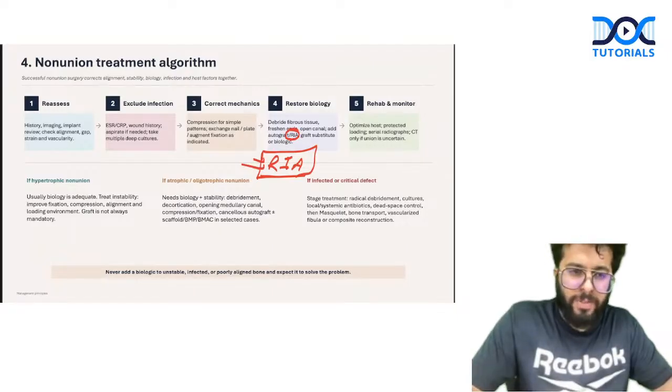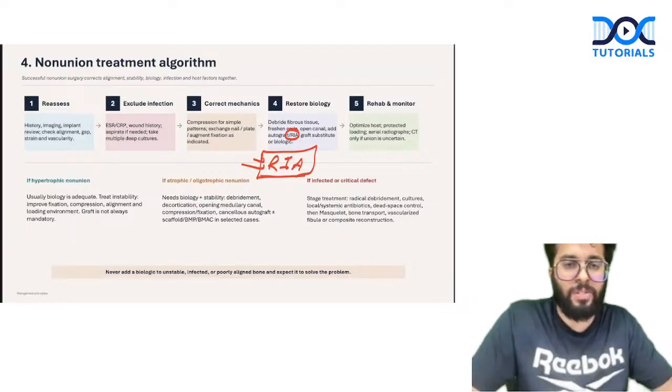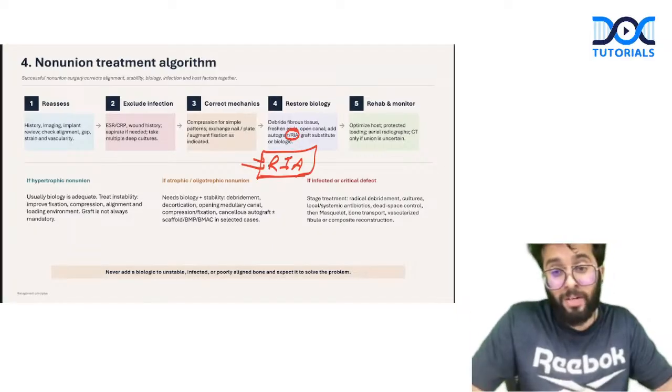So we have already discussed in hypertrophic non-union, what is compromised is maybe our fixation, right? Because the biology is completely intact. Graft is not always required, but it is required in case of atrophic or oligotrophic non-union. You have to debride, you have to decorticate, Masquelet procedure might be required. Masquelet is more important for infected, yes.